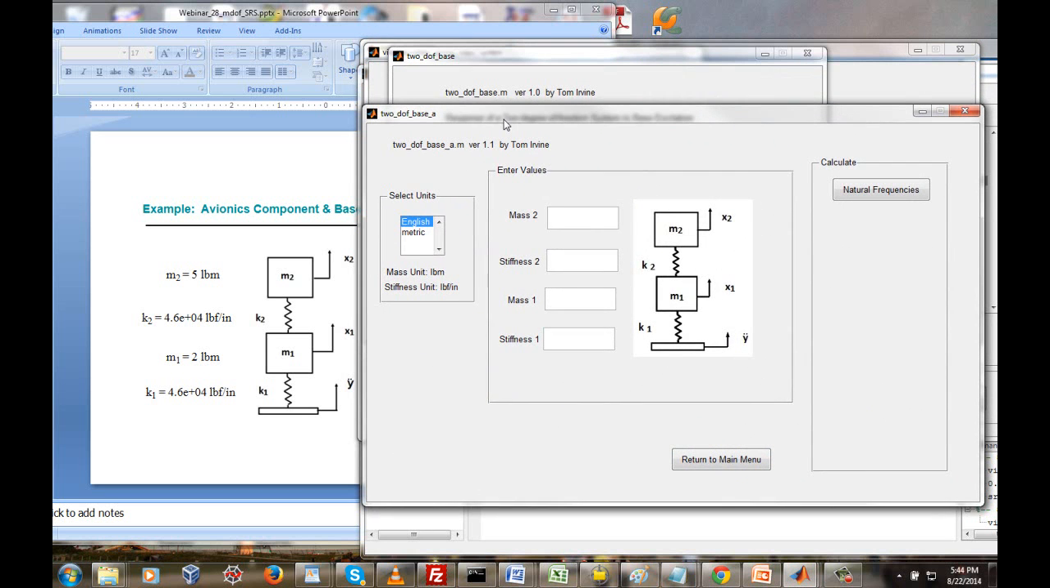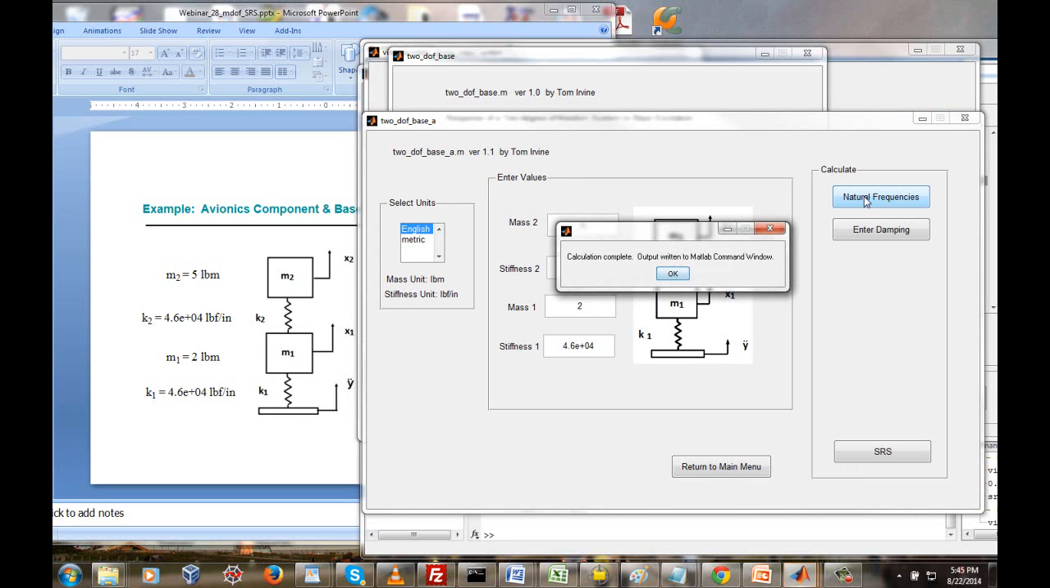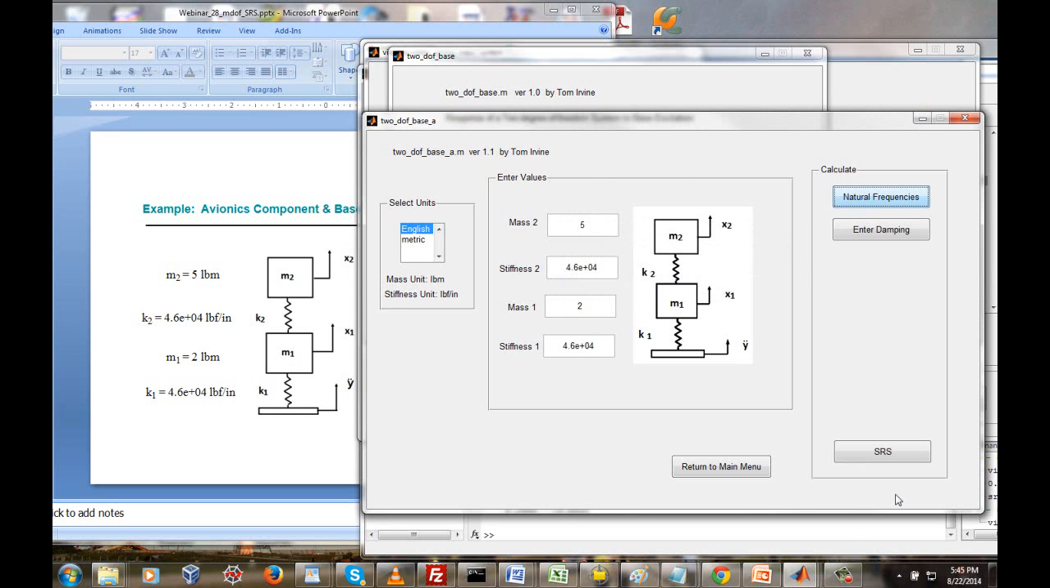And we're going to do English units, and at this point we're just going to type in the values from the PowerPoint slide. So I'm going to go ahead and do that, and then just Control-C, Control-V there. Before we do anything else, we need to calculate what the natural frequencies are. So let's do that calculation, and the output is written to the Matlab command window.